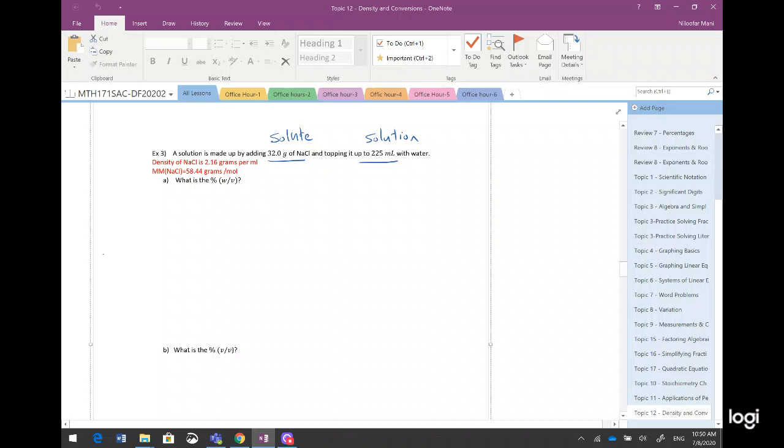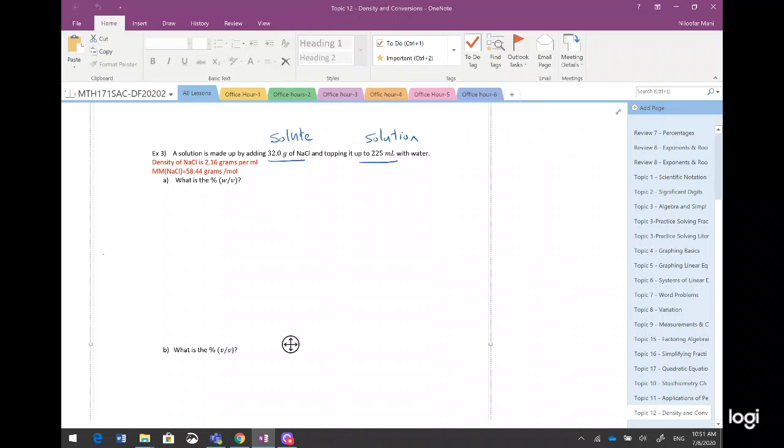So the whole solution is 225 milliliter, and the solute which is added is NaCl, 32 gram. So it's asking what is the percent of W over V. So you can find the answer here. Everything is ready for you for this part, because you need to know the part by weight and total by volume, and you have it.